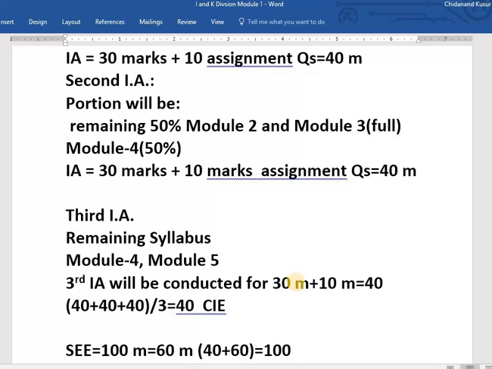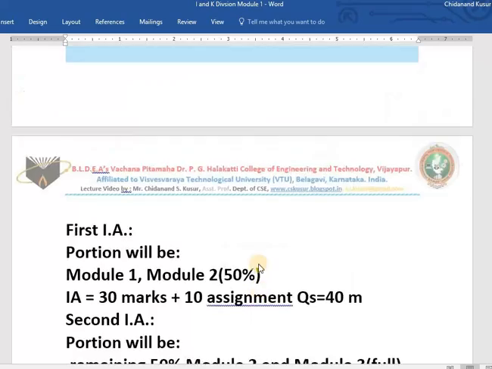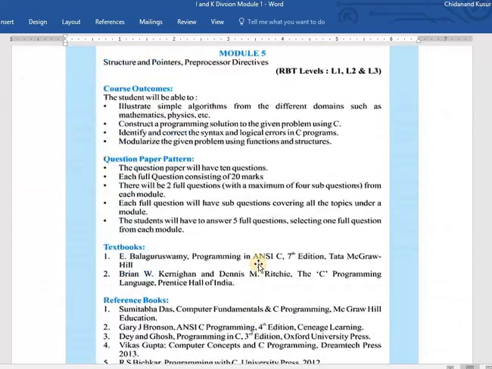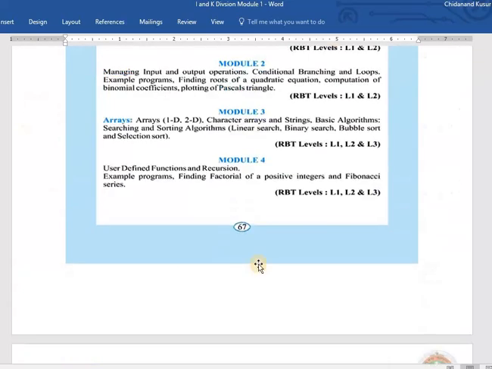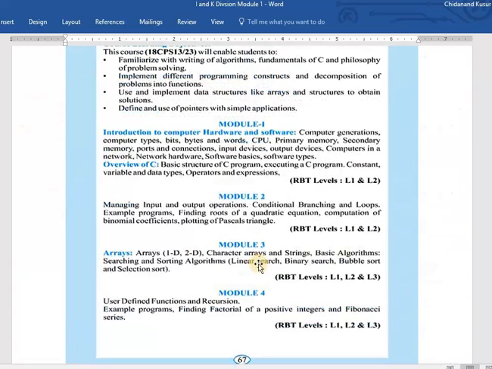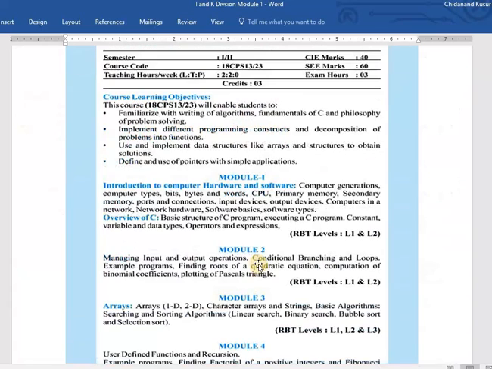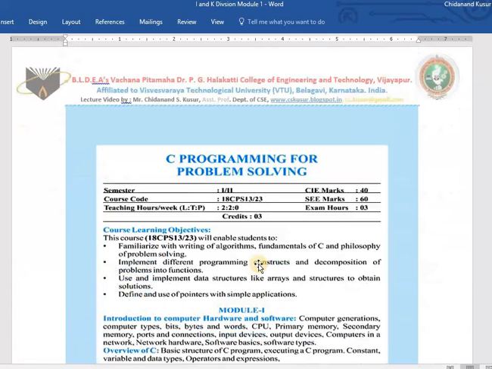This is all about the portion as well as how we are going to conduct the IA. Up to now, whatever I explained is too generic. Actually, what are we going to learn in this subject?